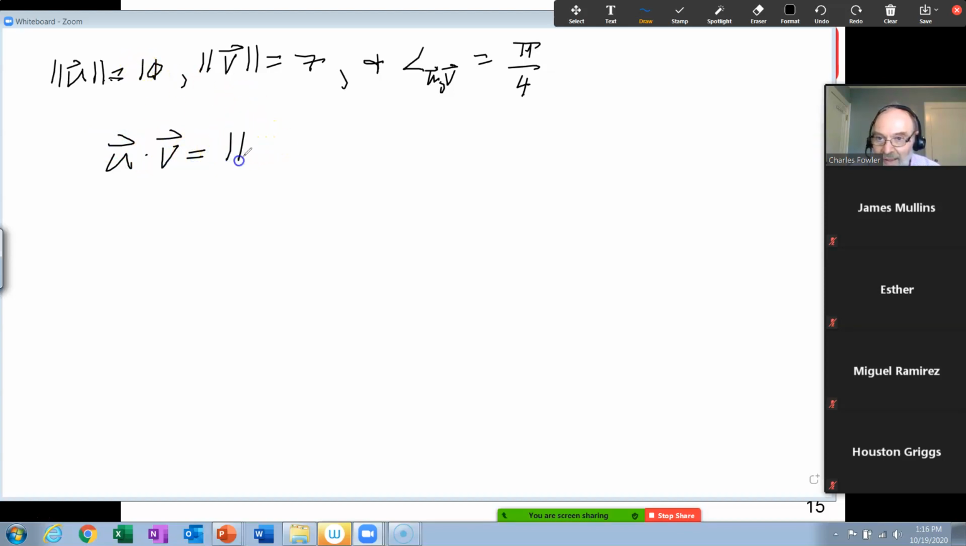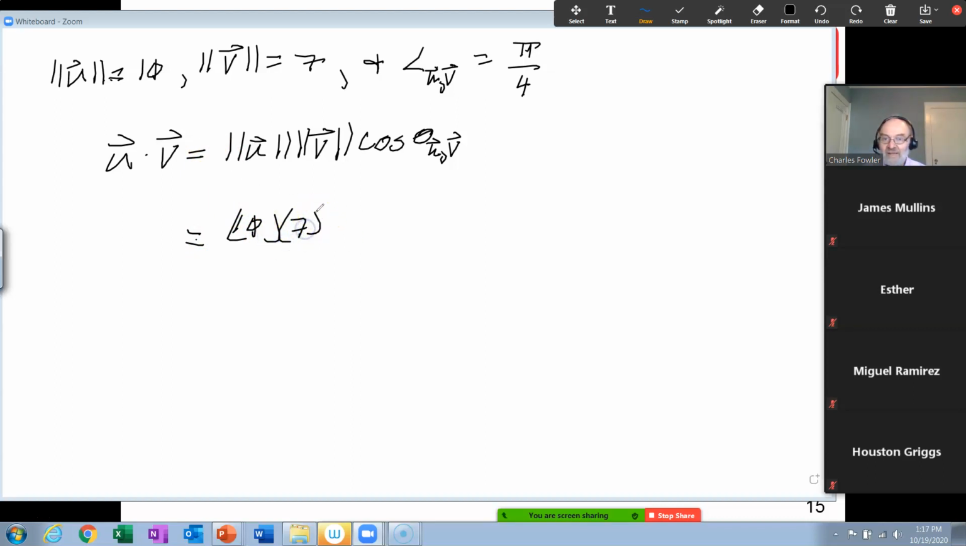Magnitude of u times the magnitude of v times the cosine of the angle in between. So that will be 10 times 7 times the cosine of pi-fourths. What is cosine of pi-fourths? Any of you know? Square root of 2 over 2. I'm going to take this 2 and divide into 10 5 times. So that would be 35 times the square root of 2. I have a feeling they're going to evaluate this one too.